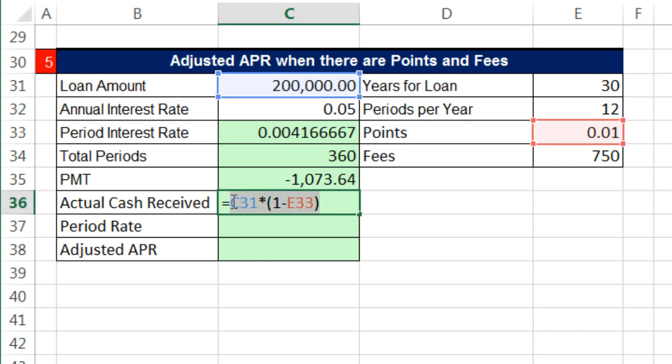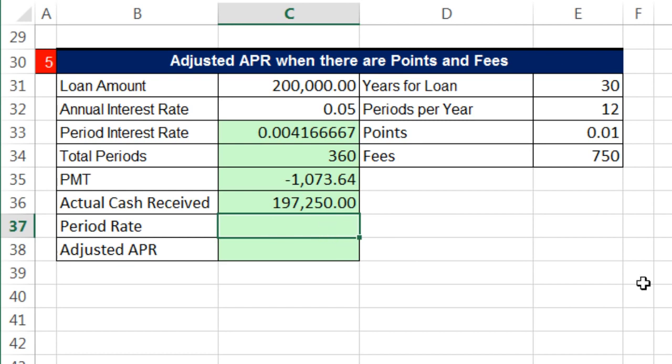That'll give us the full amount that we are receiving before the extra fee. So 198,000, Control Z, but there's one last little bit. They're going to subtract 750. Enter. So they're 197,250. That's the actual cash we received.